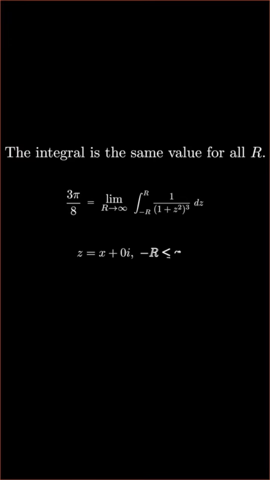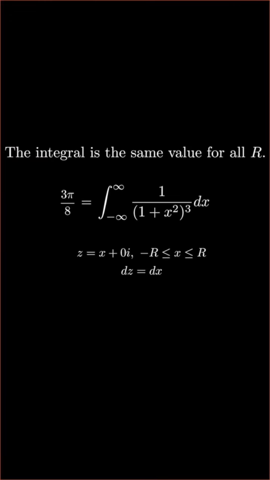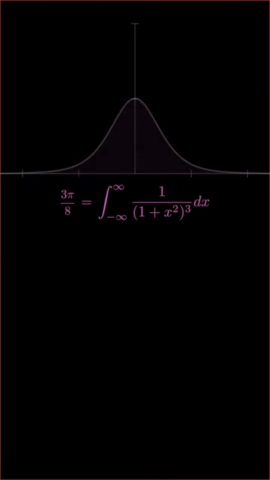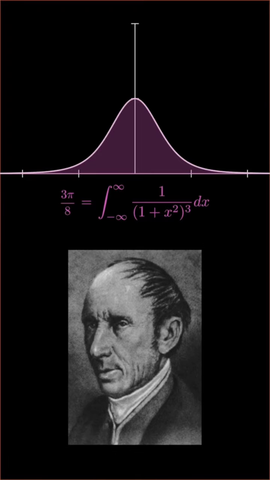So 3 pi over 8 must be the limit as we integrate along the bottom of the expanding semicircle. Thus 3 pi over 8 is the value of the real integral that we started with.